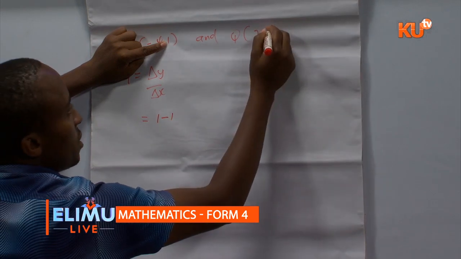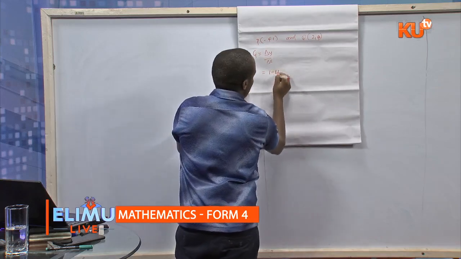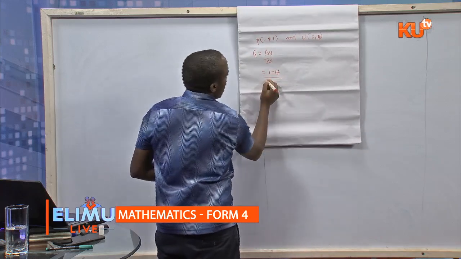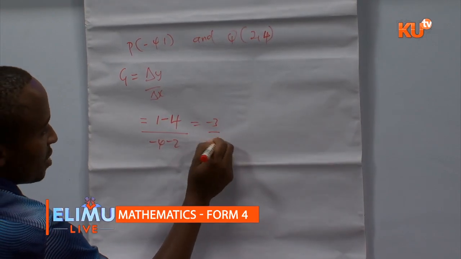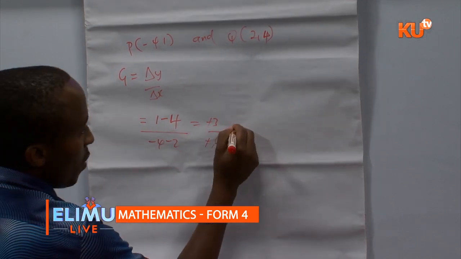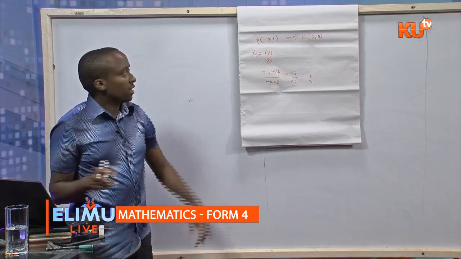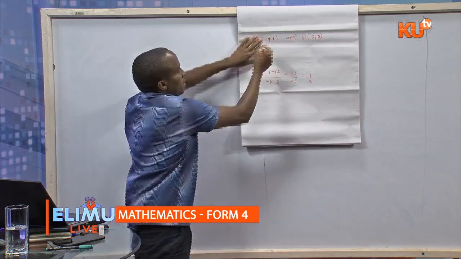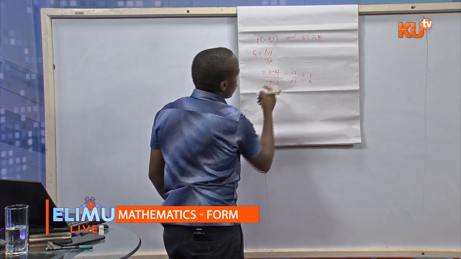So let this be 4. So 1 minus 4 divided by -4 minus 2. This is -3 over -6. Those two negatives cancel out. Then our gradient is a half. The points are (-2, 1) and (2, 4). So we are able to find the equation of this line.